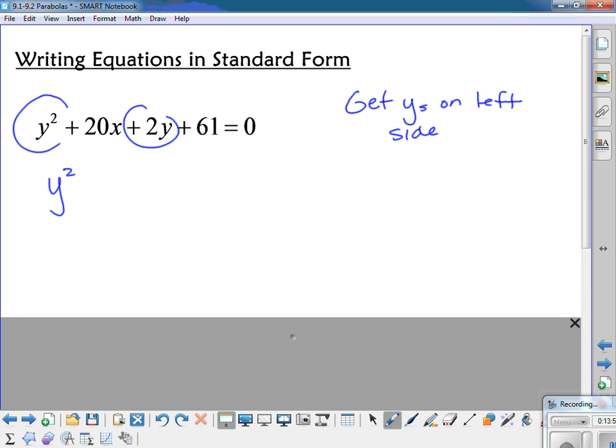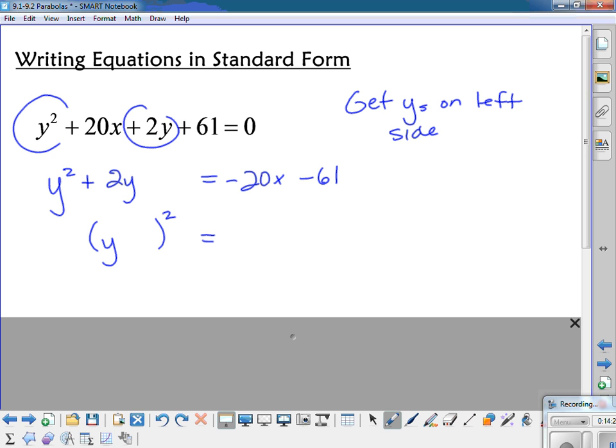So I'm going to have y squared plus 2y, and I'm going to leave myself some space because I'm going to complete the square. On the other side, I get -20x minus 61. So I'm trying to get to where it's y with a number being squared, if I want it to look like the standard form. So I've got to complete the square.